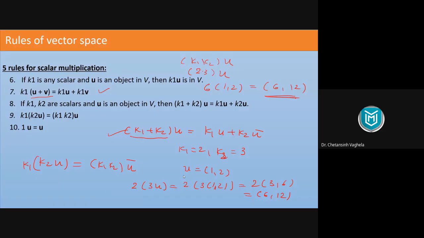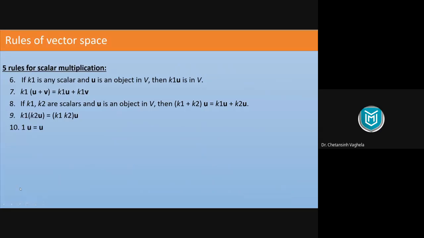And finally, the last but not the least, the very simple rule: if you multiply your object u with 1, here it is the constant value 1, k equal to 1. If you multiply your object with 1, then your answer should be u again. 1 into object is equal to object again. This is very simple and useful property. This property should satisfy if your set is vector space. 1 into object is equal to object again.